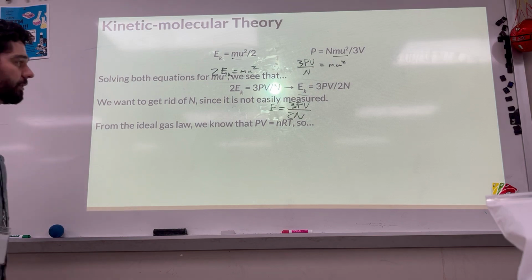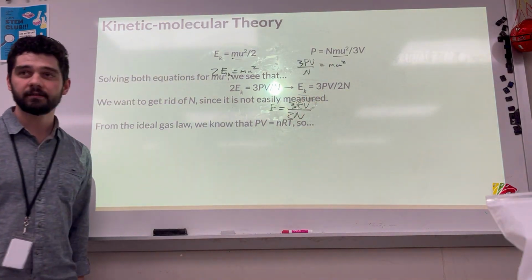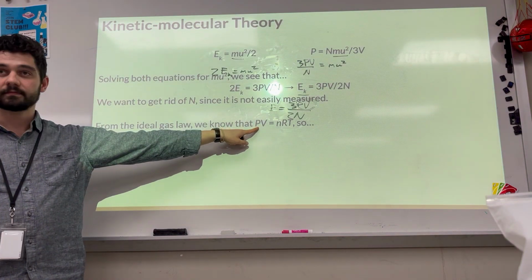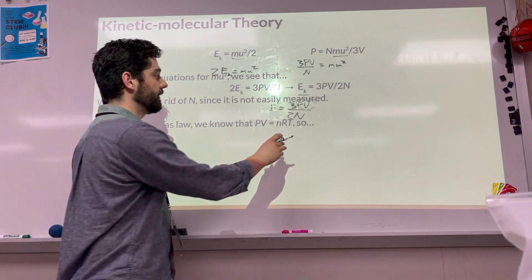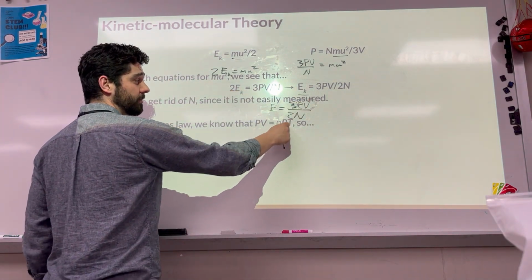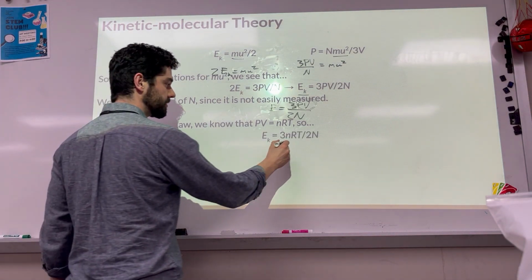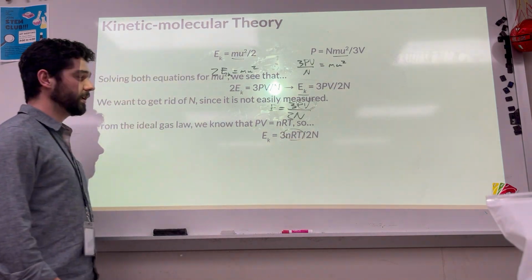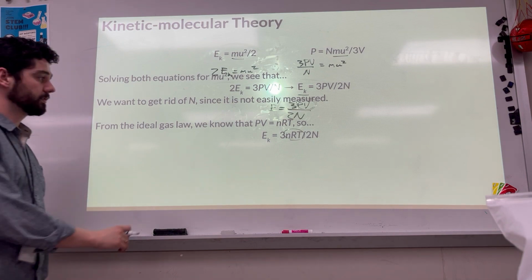Well, we also know that, hey look, PV. I have another equation that has PV. If PV equals nRT, can't I take nRT and plug it in for PV? And then can you cancel the N? So now, look, I just put nRT in for PV. Can you cancel the N? Almost. It's different.